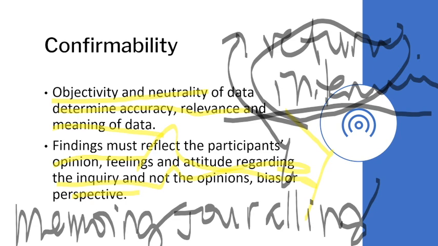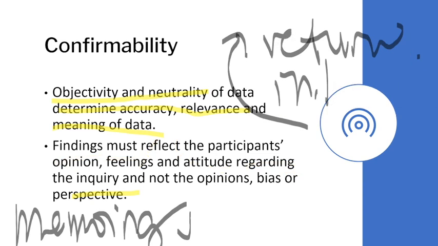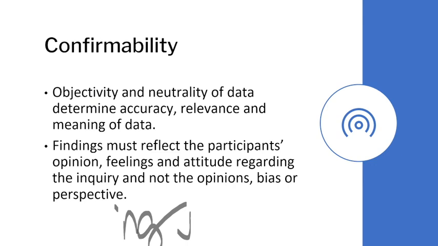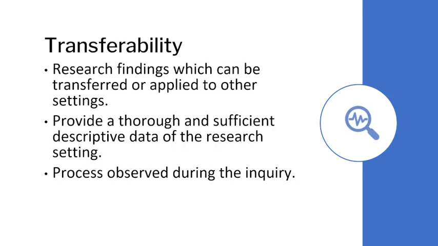So class, the purpose of the journal is that by the time that you will be doing your analysis, you need to open the journal and then try to find out, okay, what's in the journal that is inconsistent, or what's in the journal that could possibly influence my interpretation of the data. That is confirmability. Next, transferability. When I say transferability, the research findings can be transferred or applied to other settings. And this could be done by a thorough and sufficient descriptive data of research setting and the processes observed during inquiry.